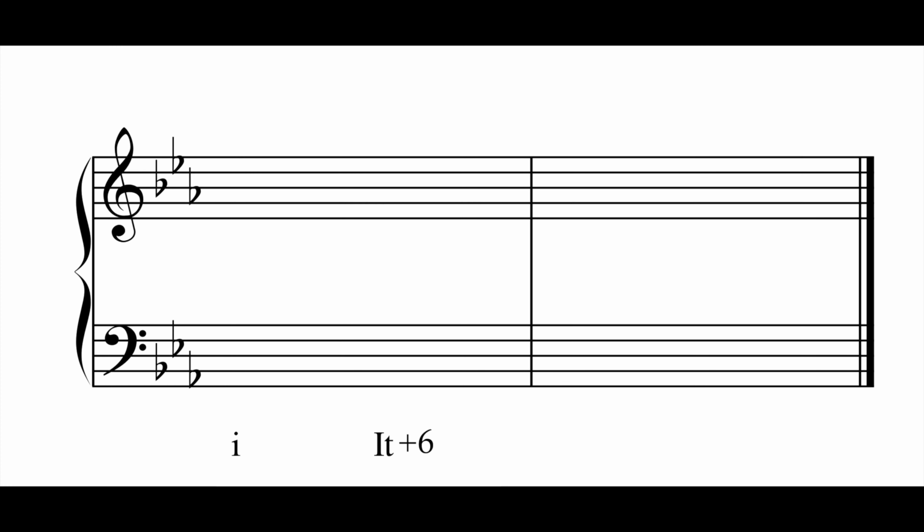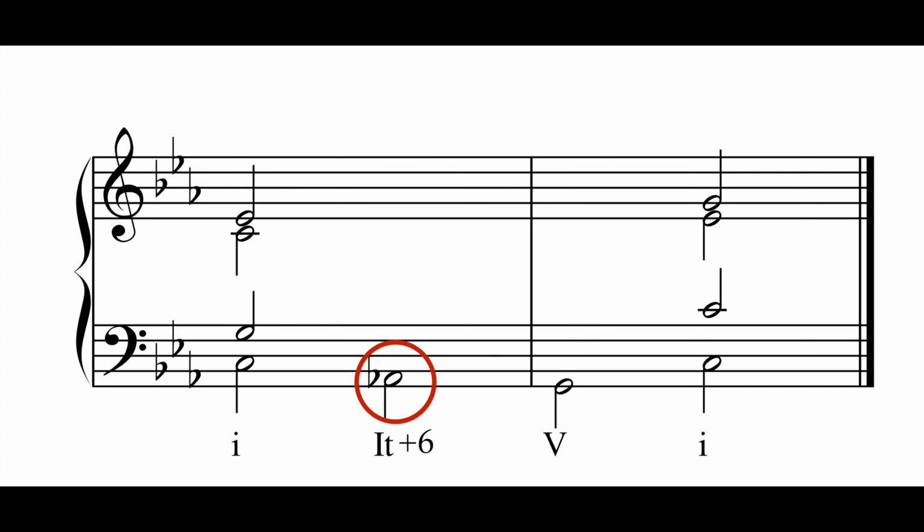So let's work out an example of the Italian augmented sixth chord. We're going to take this progression: minor 1, Italian augmented sixth, 5, 1. It's pretty simple, and it shows that augmented sixth chord in the position of a predominant, so it approaches our dominant. The lowered 6th scale degree is going to move down by step. The raised sharp 4 moves up by step.